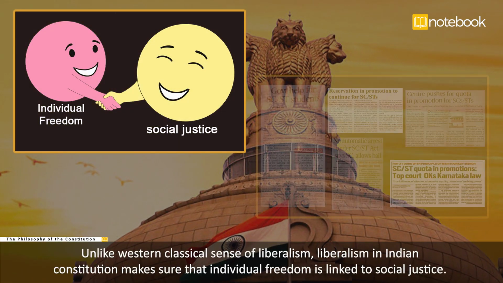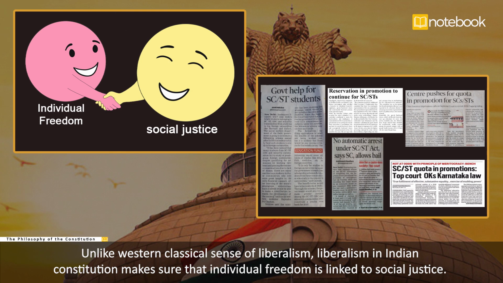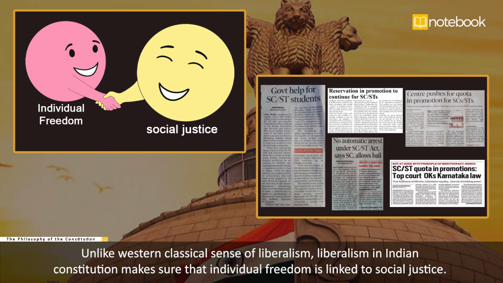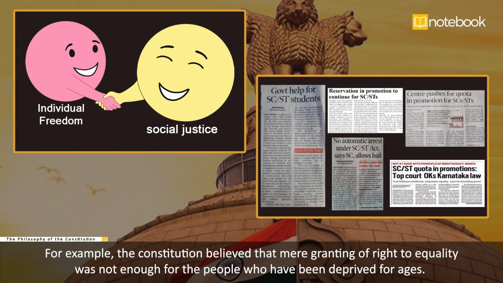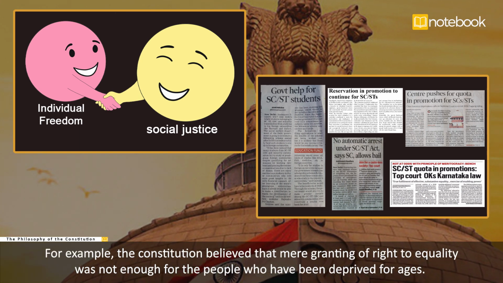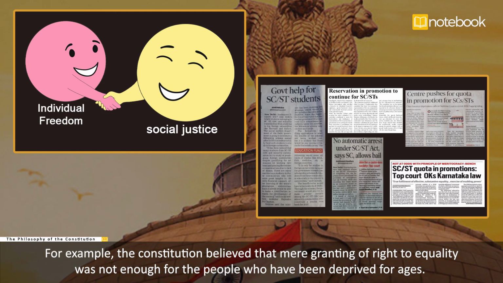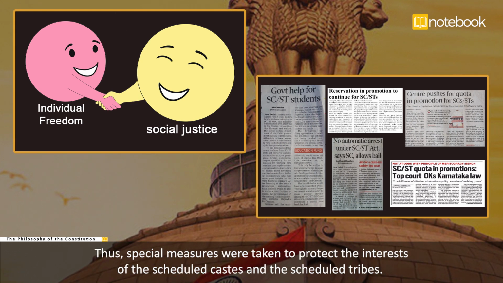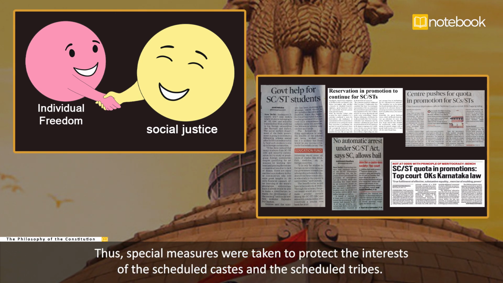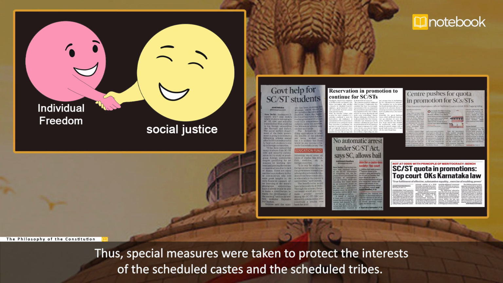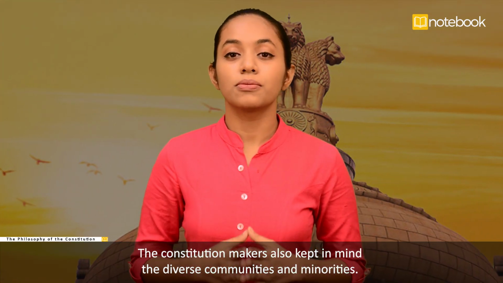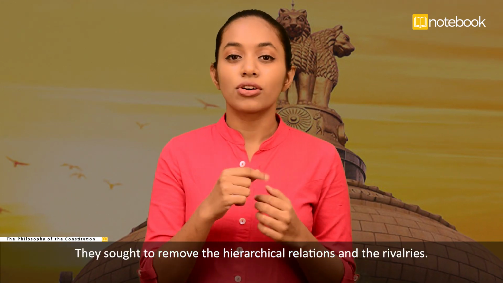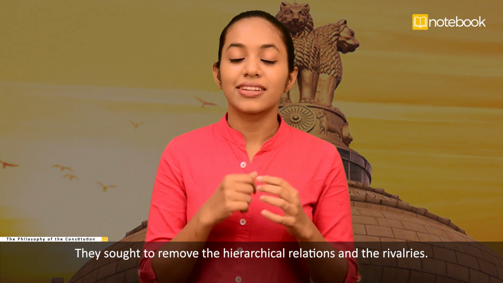Social justice. Unlike the Western classical sense of liberalism, liberalism in the Indian Constitution makes sure that individual freedom is linked to social justice. For example, the Constitution believed that mere granting of the right to equality was not enough for the people who have been deprived for ages. Thus, special measures were taken to protect the interests of the scheduled castes and the scheduled tribes. The Constitution makers also kept in mind the diverse communities and minorities. They sought to remove the hierarchical relations and the rivalries.